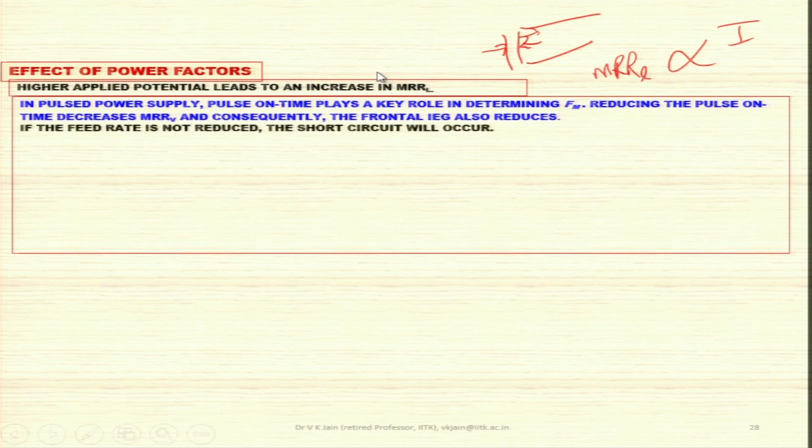If the feed rate is not reduced, the short circuit may occur, and we don't want the short circuit to take place, because it is going to break the wire, and reloading of the wire takes time, and if so, then definitely efficiency is going to be low.